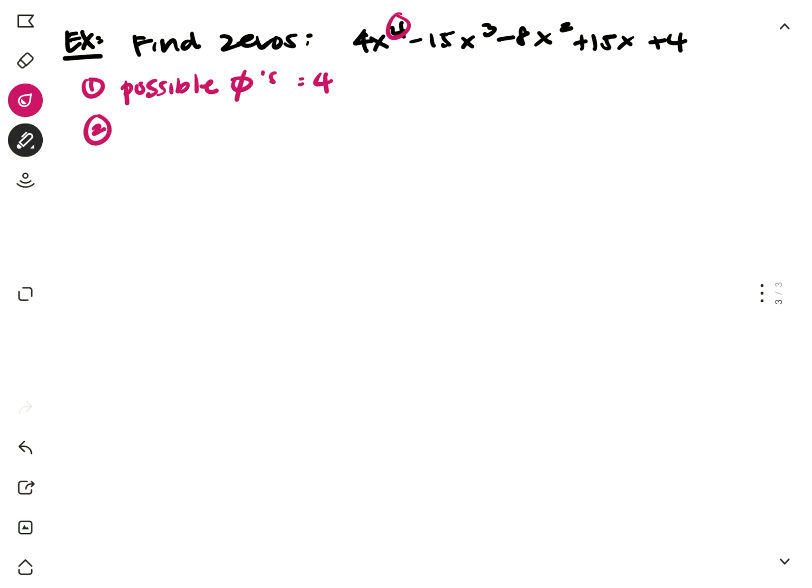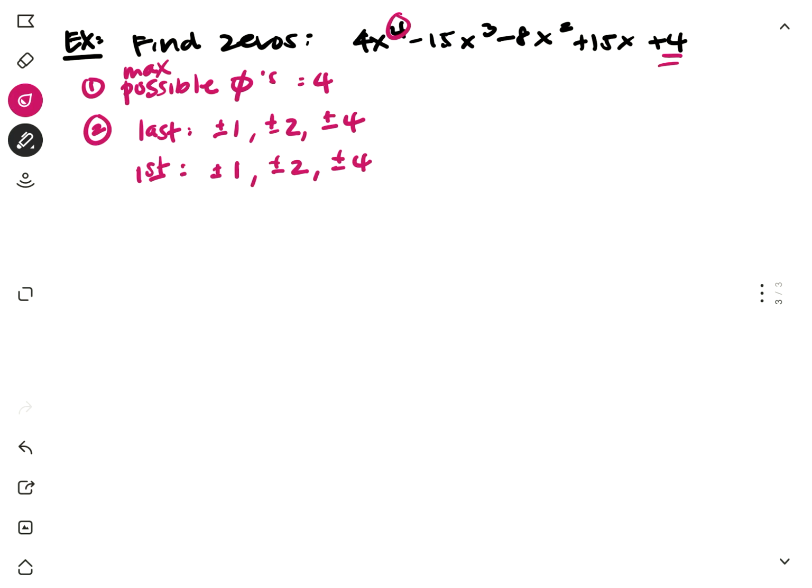Okay, step 2. Should probably say maximum possible zeros. Okay, step 2, we're gonna take our first and our last. Our last term is 4, so that's gonna be positive and negative 1, 2, and 4, and the first term is also 4, so it has the same factors.